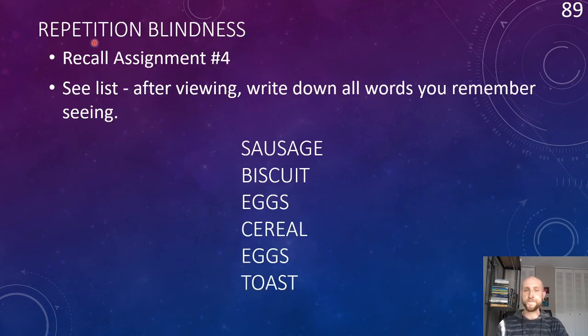There's also something called repetition blindness, which is another part of assignment 4. If you recall, I asked you to view a list, and after viewing it for a very short time, again, I kept it very short, I asked you to write down all the words that you can remember seeing. This is the list: sausage, biscuit, eggs, cereal, eggs, and toast. If you have your assignment handy, I want you to see if you recalled eggs twice. Or maybe you just remember. Did you recall eggs twice? You probably didn't, right? And if you didn't, that's totally okay, right?